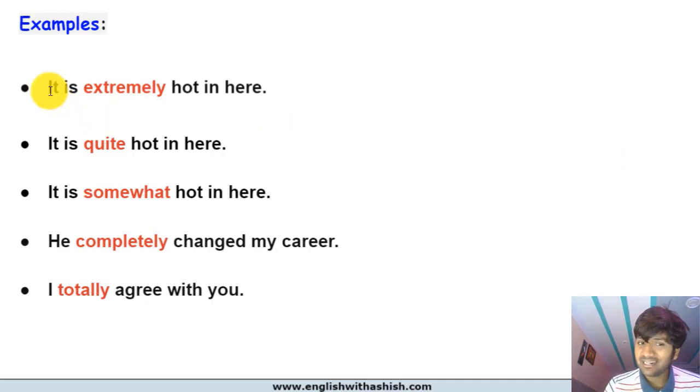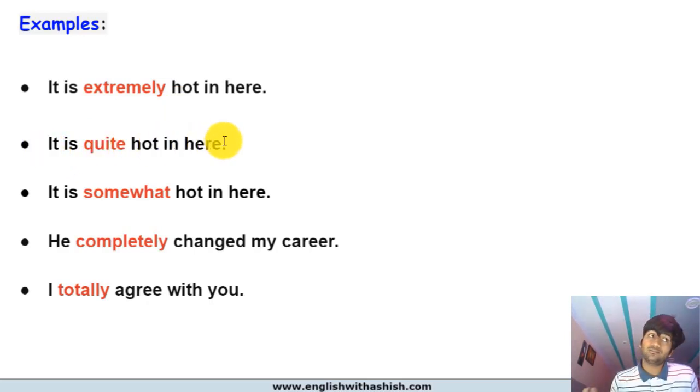All right, number one, it is extremely hot in here. So extremely is the adverb of degree modifying the adjective hot, right? The adverb extremely is talking about the extent, the degree to which something is hot. Something can be just hot, normal hot, or too hot, extremely hot. So it's strengthening the meaning of the word hot. It's making it more than 100%, right?